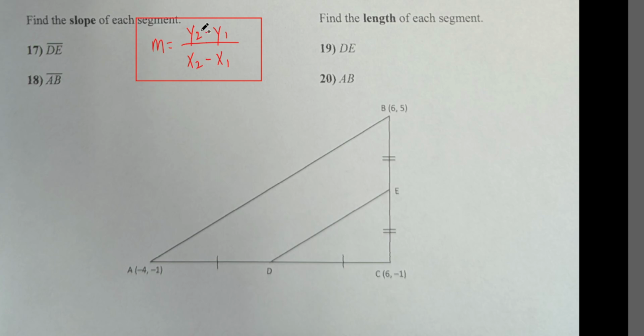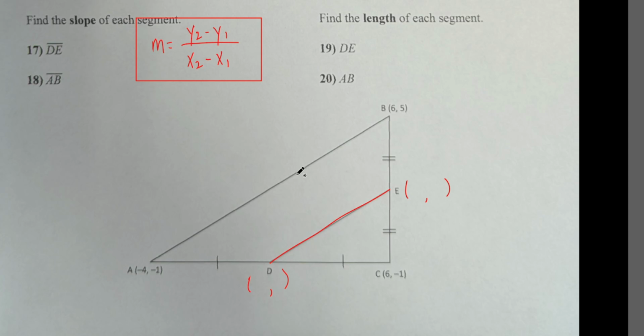All right, you got to make sure that if you subtract in a certain direction, you subtract in the same direction. Okay, so let's do DE. Well, the problem is finding the slope of DE. I don't know that point right there, do I? And I don't know this point right there.